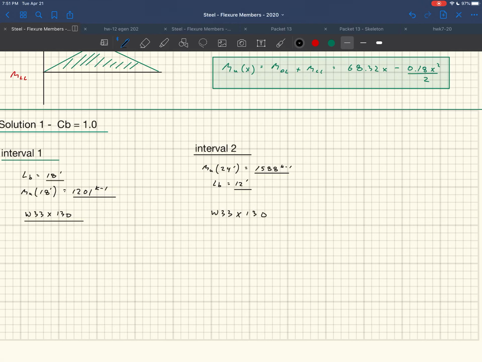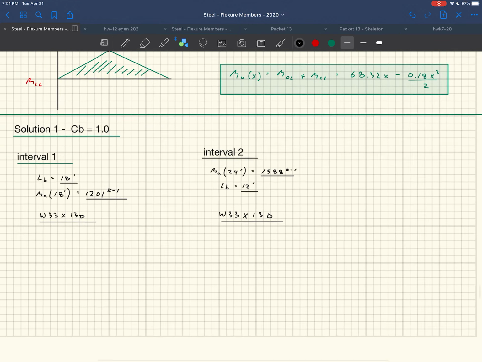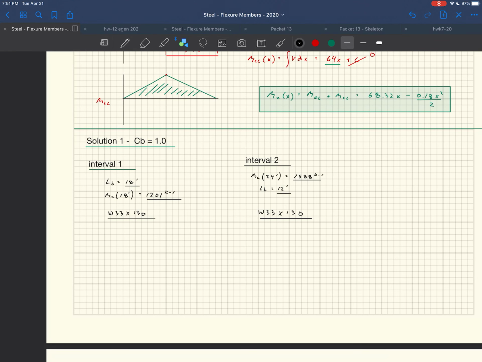Right? It's not always that way. It just so happens to be in the example that we're doing here that you get a W33 by 130. Okay? And that's that, right? So there's their design. At this point, you would have to compare which one is bigger.